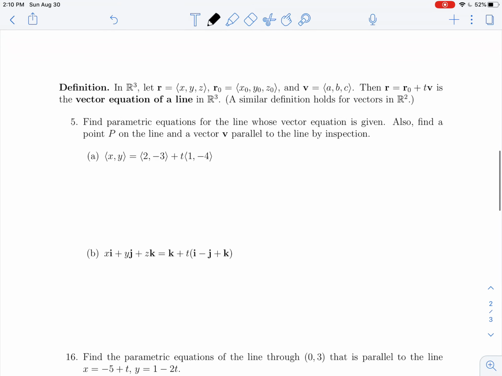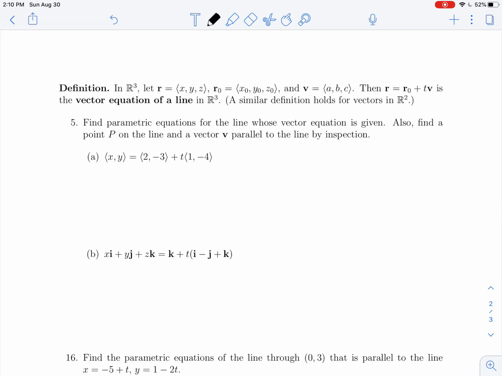So for problem 5, what we're given is vector equations of lines, and we want to break them down to the parametric equations and then also pull off a point and a vector that's parallel to this line just by inspection. There should be no work to show on these problems. It's making sure that you understand the vector equation notation and that you can switch back and forth swiftly between parametric equations and vector equations.